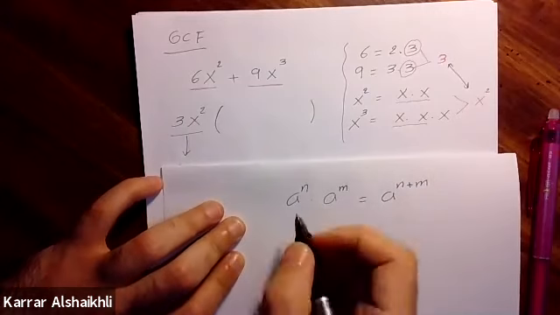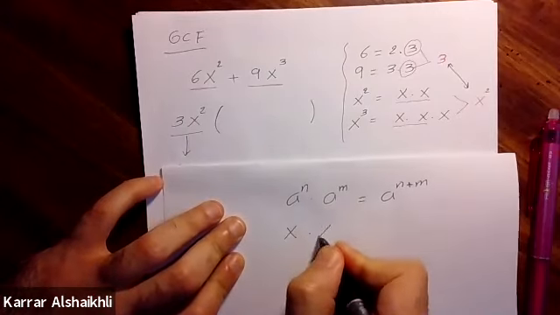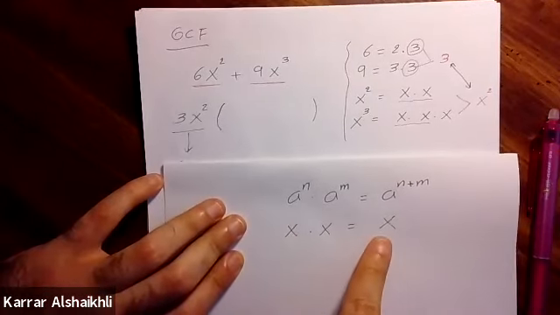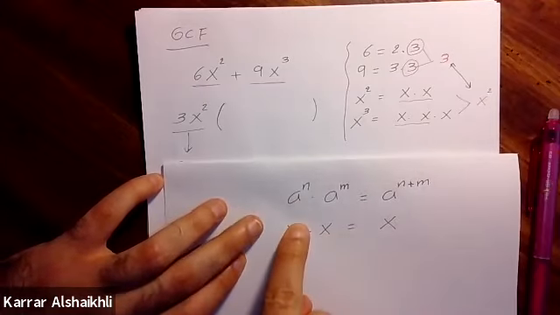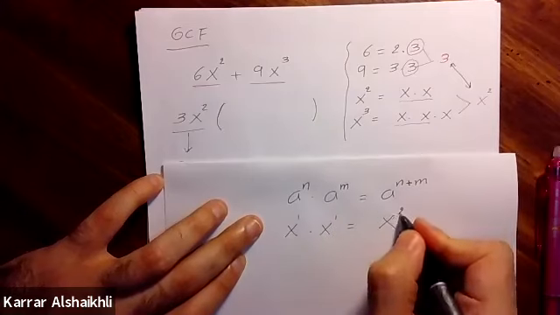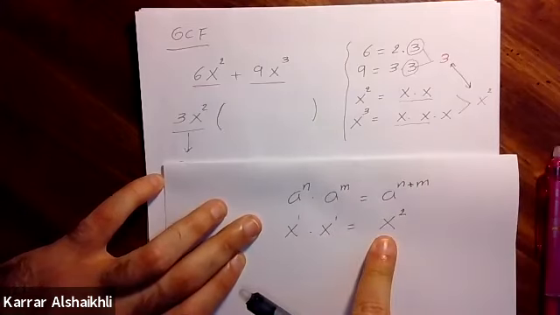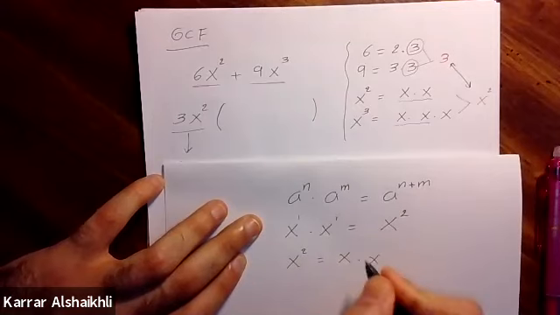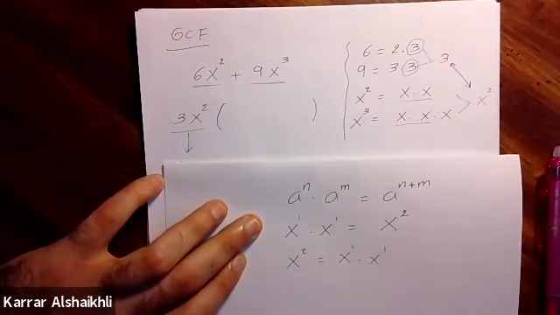So I'm doing the same thing. If we have x times x, how much is going to be the result? How much is the exponent here? 1. How much the exponent here? 1. 1 plus 1. Now check what I'm doing here. I'm doing the opposite thing. I'm saying x squared, which is equal to x times x. Is that the same thing? Yes.